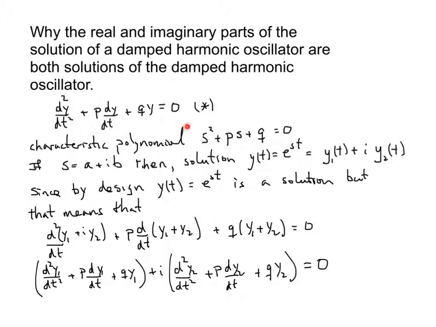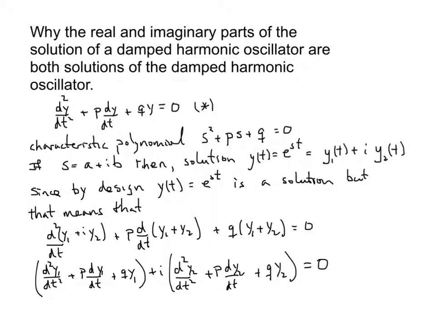Here's our damped harmonic oscillator, with characteristic polynomial s squared plus ps plus q. The quadratic formula reveals in some cases that s can be a complex number. It's in our underdamped case, by the way, but we have a complex number for s, and so that means that the solution, e to the st, when we apply Euler's formula, will get a real part and an imaginary part.